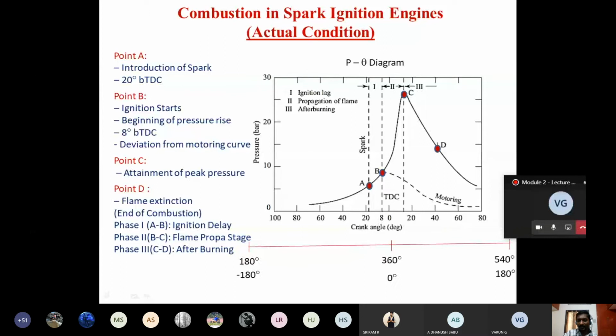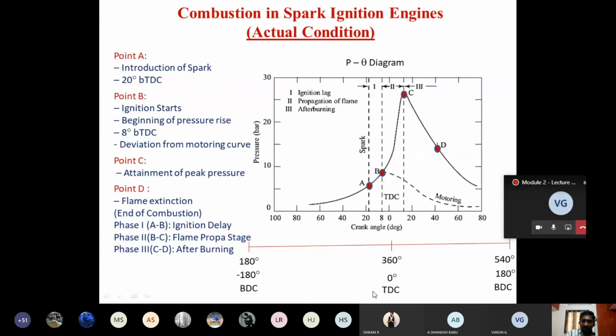This is 20 degrees after TDC, 40 degrees after TDC, 60 degrees after TDC. So the 360 degrees is nothing but the end of the first revolution, which is 0 degrees for the second revolution, right? And this 540 is your 180 degrees for the second revolution. So this 180 is minus 180. This way, if we are going to keep this as the reference, this is 0, TDC is 0, this is before TDC, this is after TDC. So this is TDC, this is TDC, this is BDC.